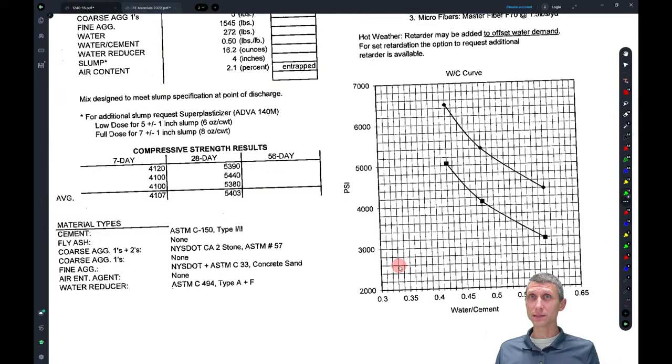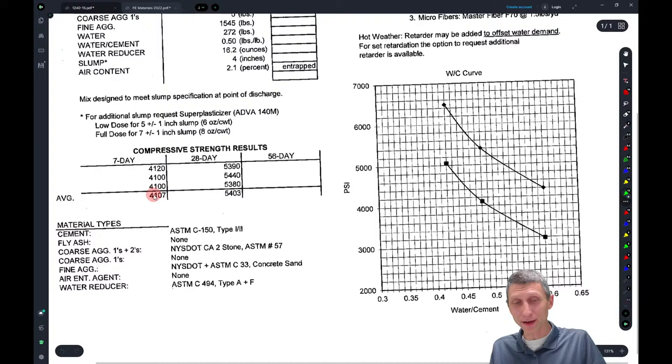So what you can see here though for this mix is you have two different curves. You have a 7-day curve, a 28-day curve. Typically your 7-day curve is going to be about 75% of your design value. And you might be thinking, wait, this is a 4,000 pound mix. Why is this 75%? Does that make sense?